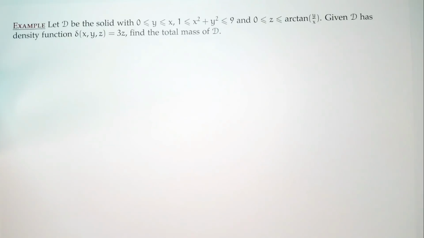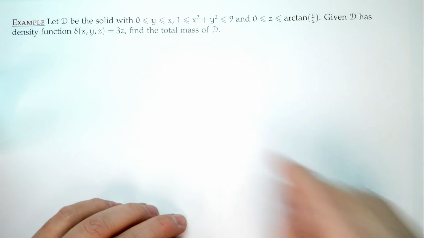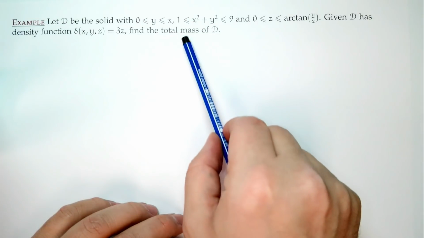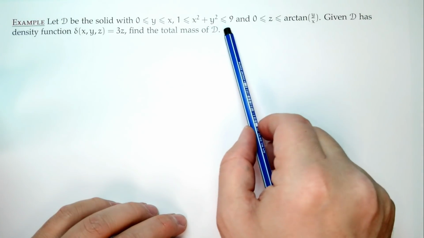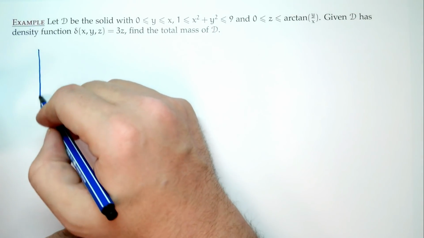Suppose we have a solid, which we're going to call D. So D is a solid, and it has the following: 0 is less than or equal to y is less than or equal to x, and 1 is less than or equal to x squared plus y squared, which is less than or equal to 9. Now these are actually pretty good to draw on the xy plane.